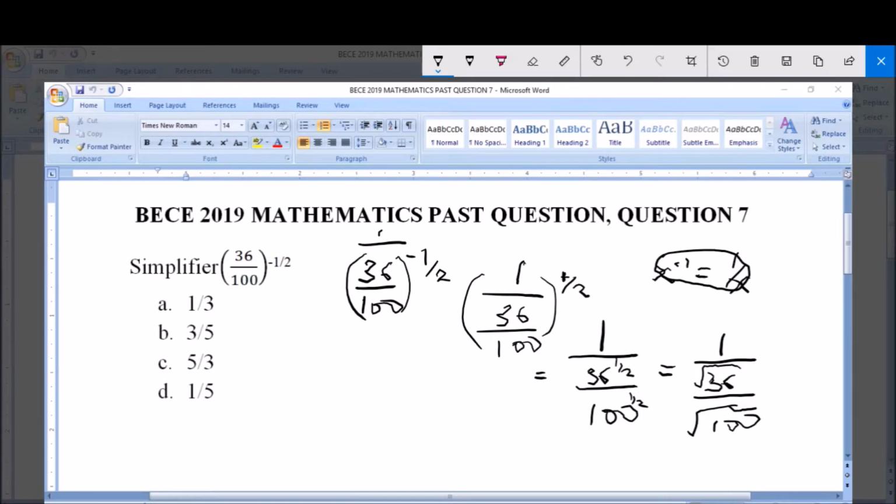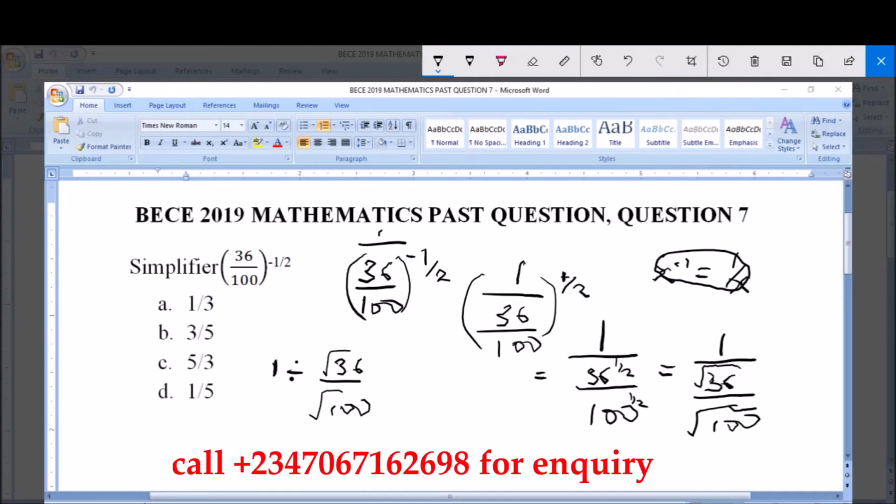Now we want to eliminate this 1. This is the same thing as saying we have 1 divided by root of 36 all over root of 100. Now for us to continue with our calculation, we'll convert this division sign to a multiplication sign.